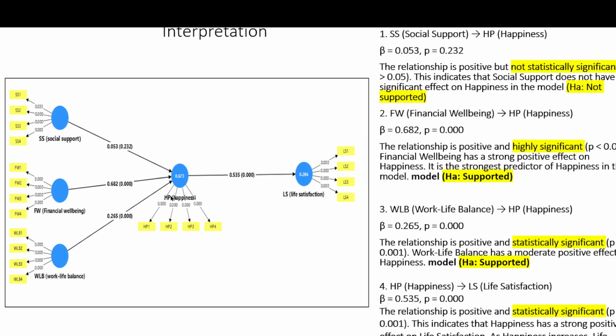Between HP and LS, the relationship is positive and statistically significant. This indicates that happiness has a strong positive effect on life satisfaction because beta is 0.5. As happiness increases, life satisfaction also increases significantly. So in this way, you are required to examine the beta values along with the p-values for each pair of the constructs and interpret accordingly.